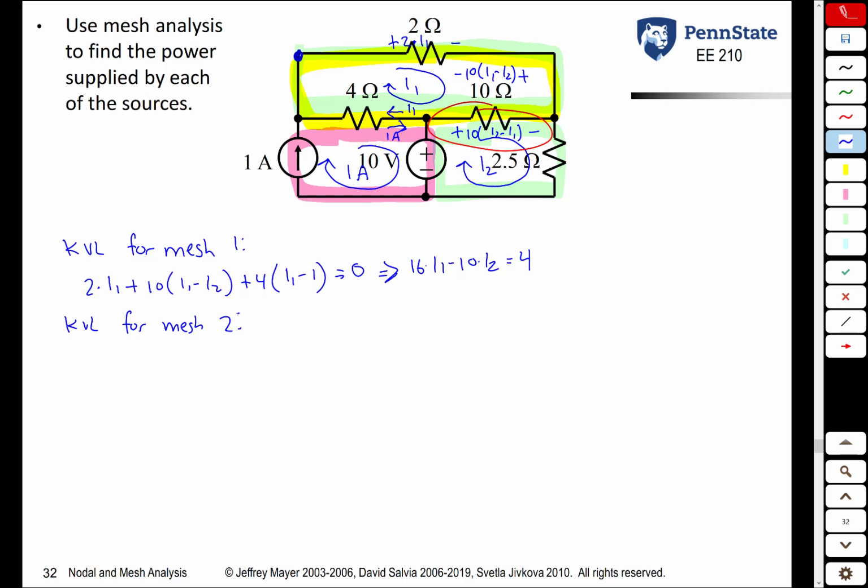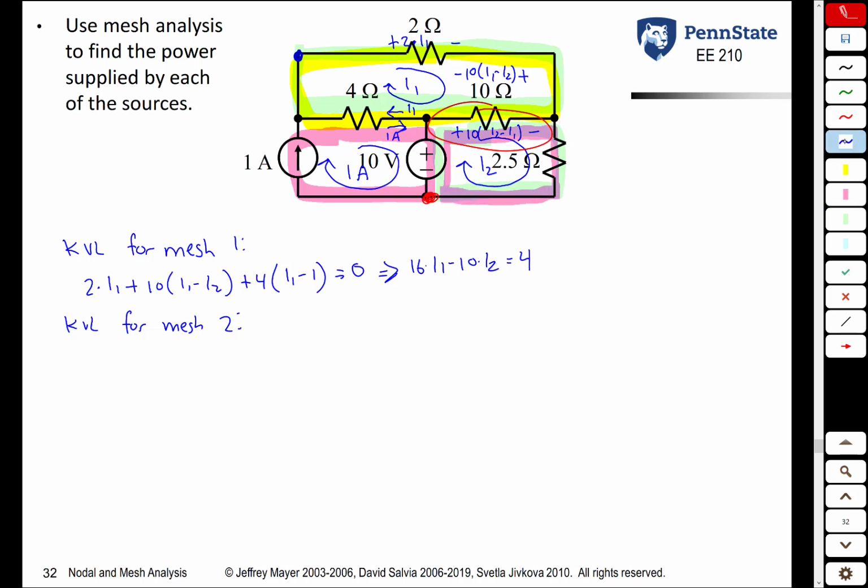So I'm going to start down here. I'm going to go clockwise. I'm going to sum voltage drops. So we first go through what? We go through a 10 volt source. We get minus 10 volts plus 10(I2 minus I1) plus 2.5 times I2 is equal to 0.